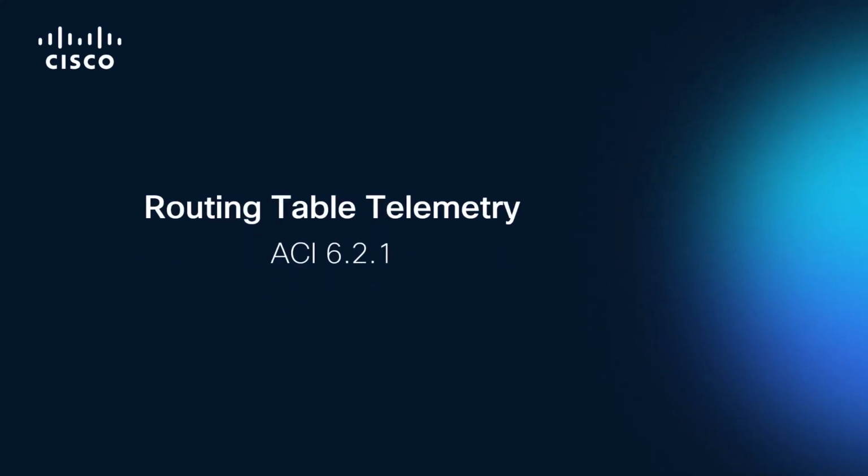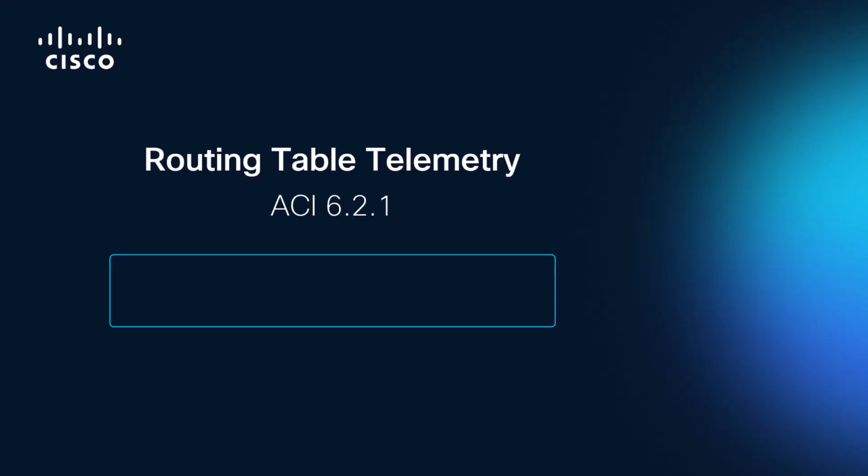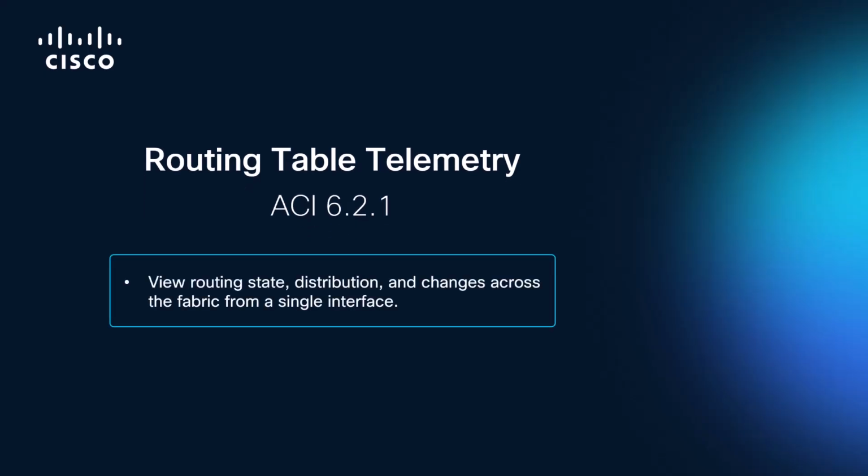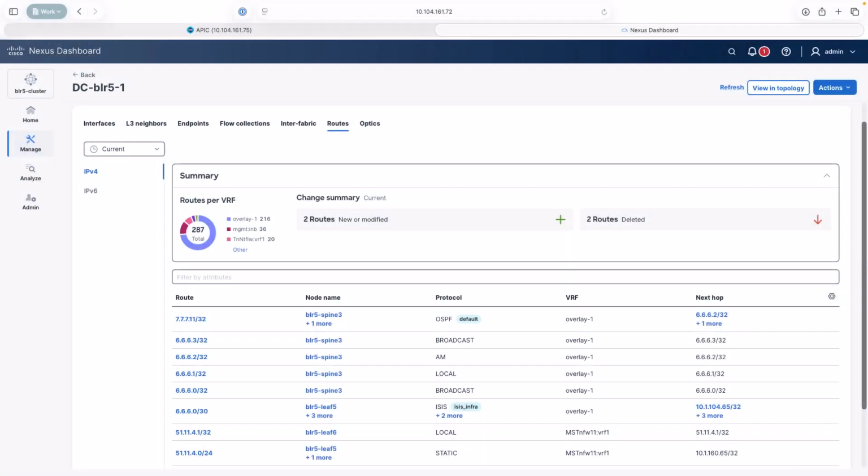Troubleshooting routing issues often requires checking multiple nodes and sifting logs to correlate changes over time. Routing Table Telemetry in Cisco ACI 6.2.1 centralizes this visibility, providing a single view of routes, their distribution, and how they change across the fabric. Routing Table Telemetry extends capabilities that were previously available in NX-OS and now brings the same aggregated visibility into ACI environments. Instead of checking routes node by node, I can view routing information across the fabric from a single interface.